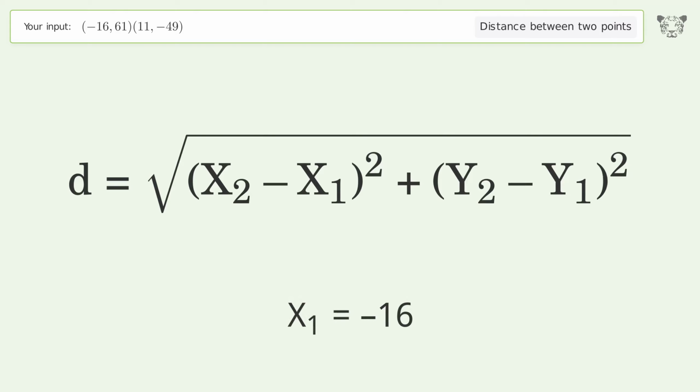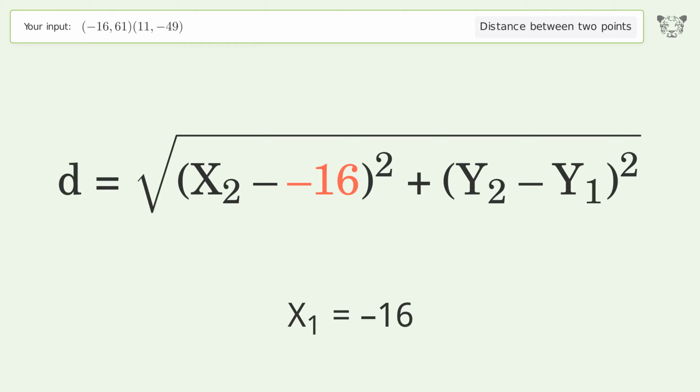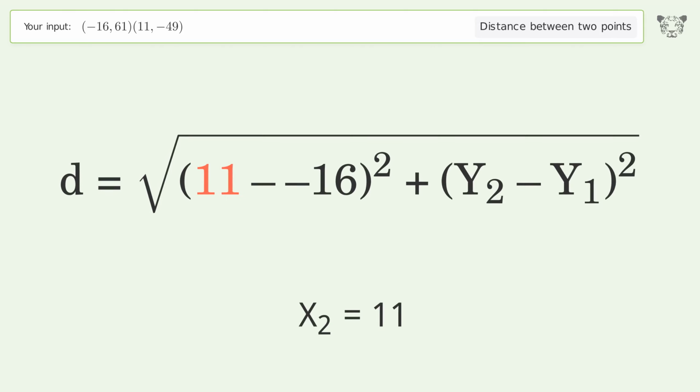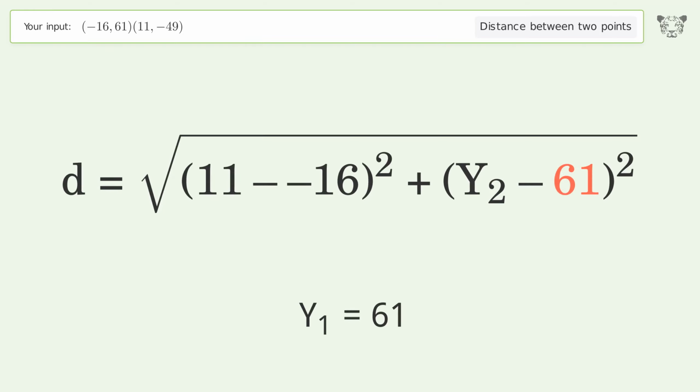x1 equals -16. x2 equals 11. y1 equals 61. y2 equals -49.